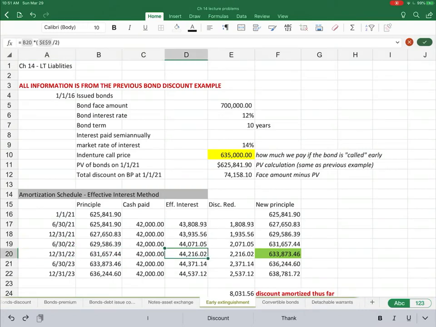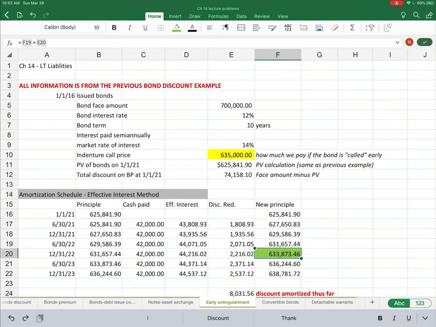If we did that for the first two periods, we would have wound up with a bond value of $633,873. So after 2 years of accounting for and paying these interest payments, our current bond value would have been $633,873. The bonds are actually going to be retired on January 1st, 2023. That's just the next day, right? So the next day the bonds are going to be retired. So we just carry this $633,873 to that next day.